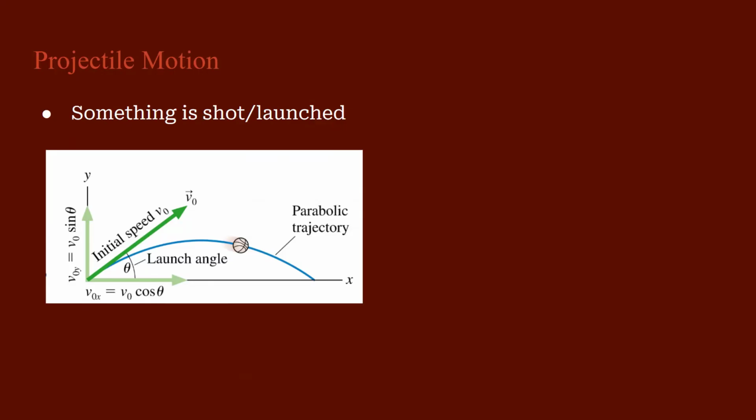And once again, to find the components, since this angle is against a horizontal axis or the x-axis, cosine goes with x, sine goes with y. So the initial x component of the velocity is going to be the initial velocity times cosine of the angle, and initial velocity times sine of the angle for the initial y velocity.